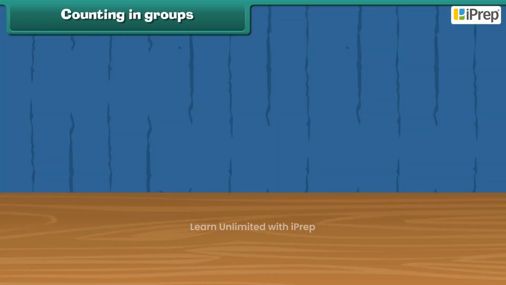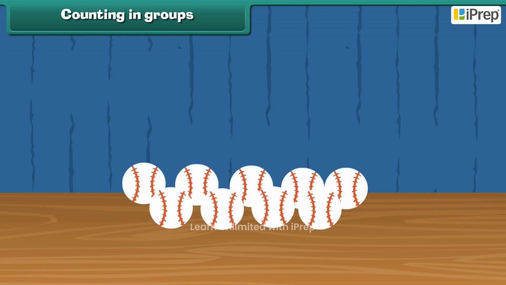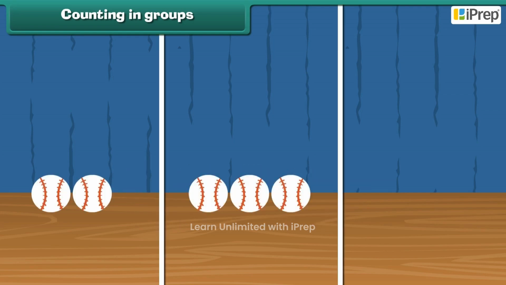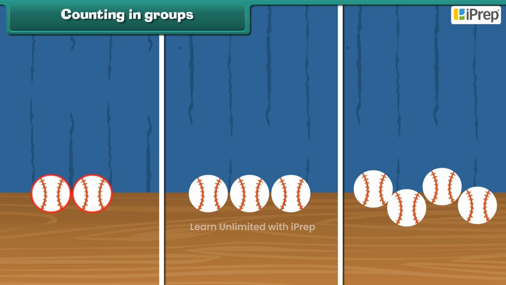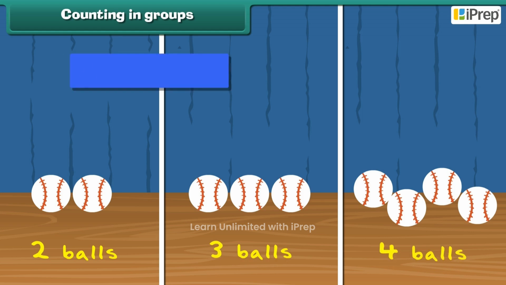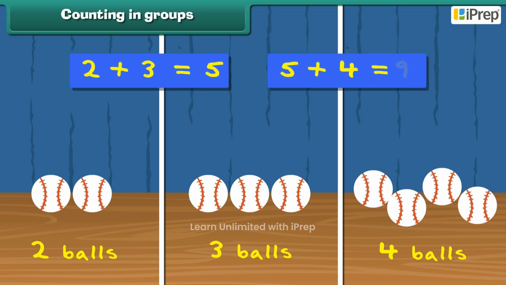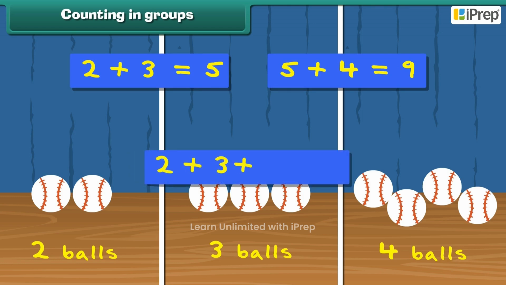Counting in groups. Look and guess the number. How many total balls are there? Let us count the number of balls in small groups. There are 2 balls in the first row, 3 balls in the second row, and 4 balls in the third row. 2 plus 3 equals 5, and 5 plus 4 equals 9. That is 2 plus 3 plus 4 is equal to 9. So, there are 9 balls.